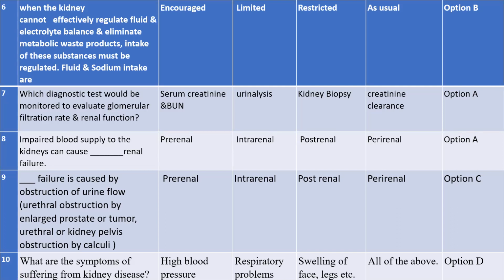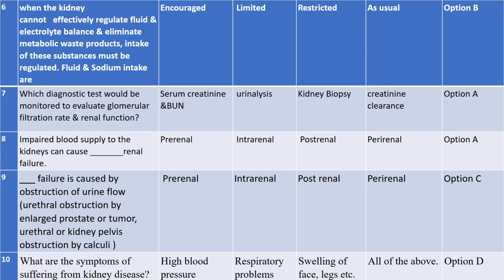Okay, let's move on to number 7. What diagnostic tests would be monitored to evaluate glomerular filtration rate and renal function? Read this question carefully. What type of diagnostic test will you monitor in order to evaluate the GFR and renal function? The answer is serum creatinine and BUN, that is blood urea nitrogen. So this is the answer.